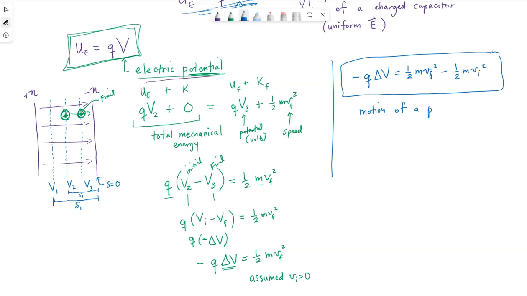of a point charge moving through an electric potential difference. Electric potential difference is that delta V.